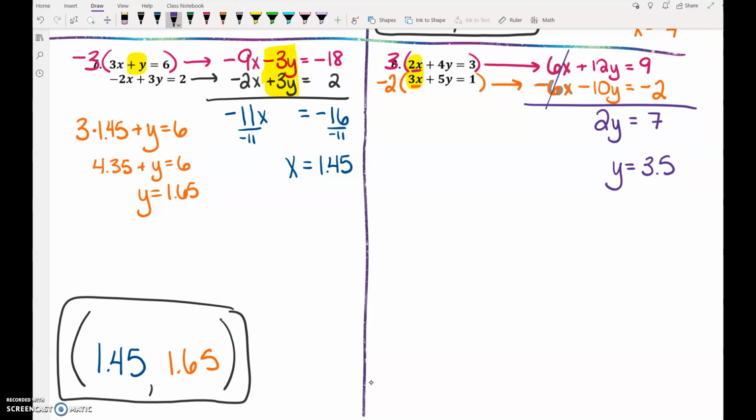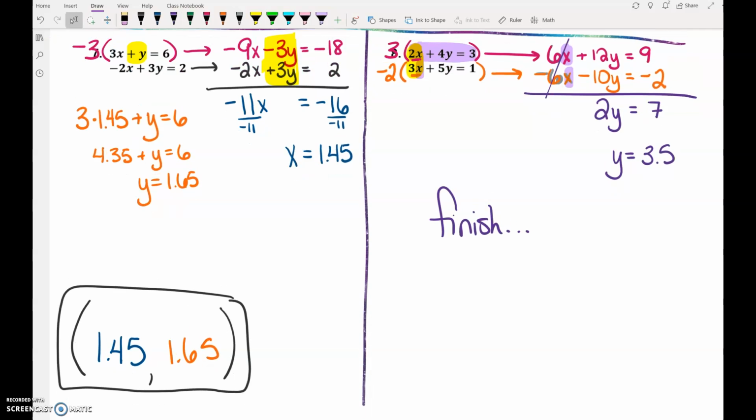When you go back to find x, you have 4 different places where you could put that x. I'll highlight them in purple. You could plug it in here, or here, or here, or here. Pick the equation that has the smallest numbers and the least amount of negatives. So I would probably plug into the original top equation. 2x plus 4 times 3.5 equals 3. Do you all feel like you'd be fairly good at getting that x value if you had to? So you would then finish this problem, yada, yada, yada.